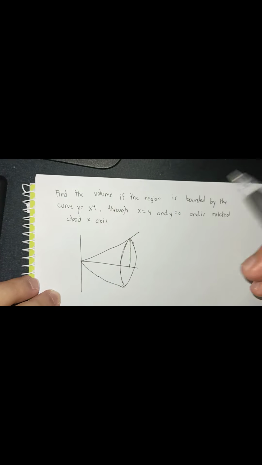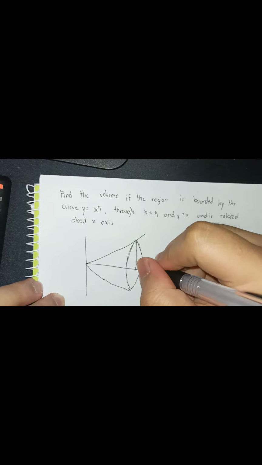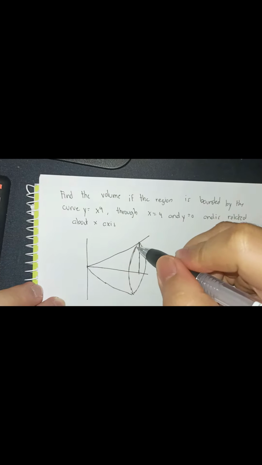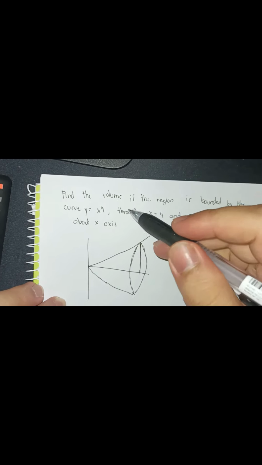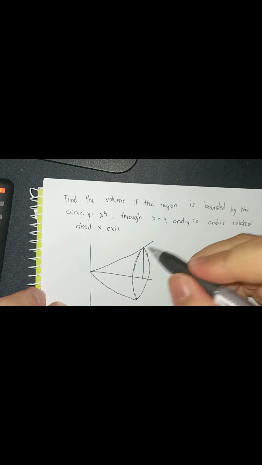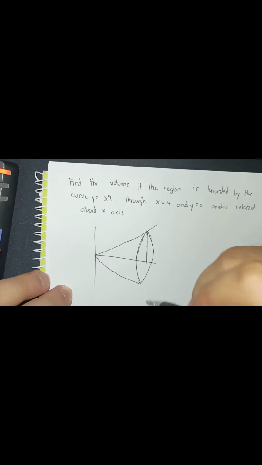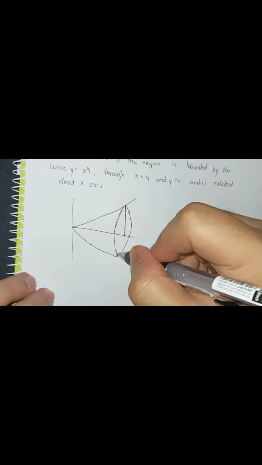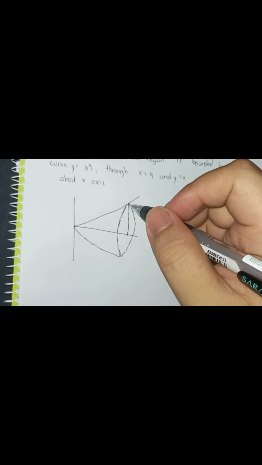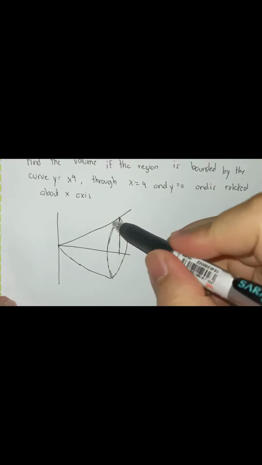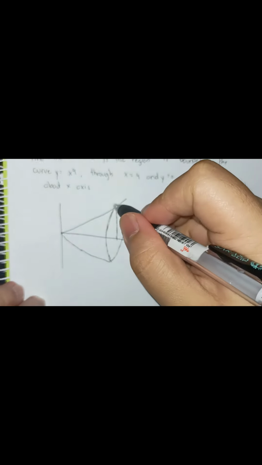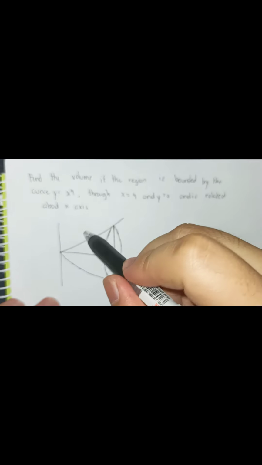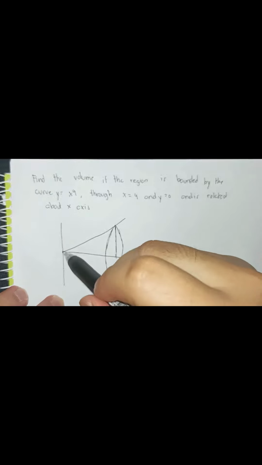And since we are rotating about the x-axis, this is where I place the region, or this is where you can locate the region. So like I said, since we are rotating about the x-axis here, if we rotate, we can form a disc, and then we can also create a curve here.